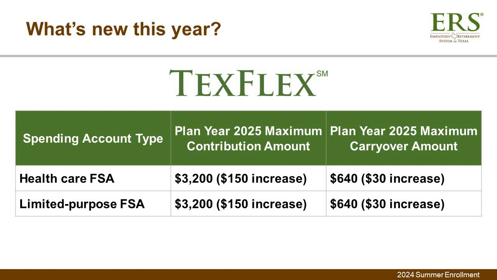The IRS establishes the maximum carryover amounts and annual contribution limits for flexible spending accounts. For plan year 2025, starting September 1st, 2024, these amounts have increased for the healthcare and limited purpose FSAs. You will need to update your contribution amount to take advantage of the additional tax savings. This year, the maximum contribution for the healthcare and limited purpose FSA will increase by $150 to $3,200. The carryover maximum is also increasing to $640.